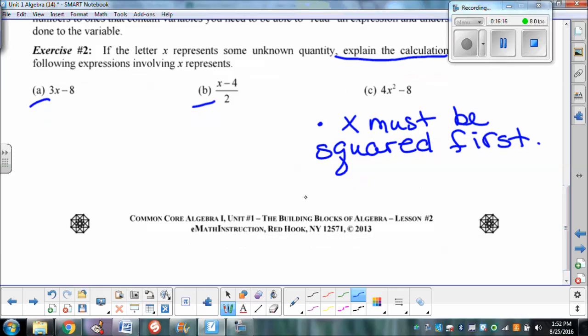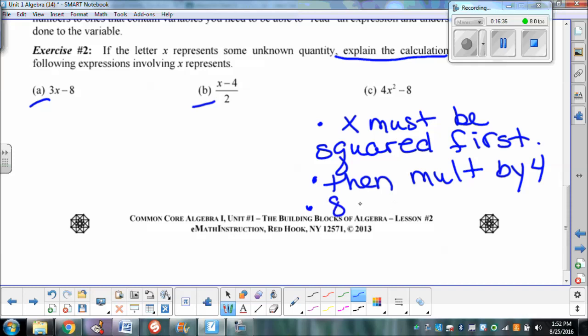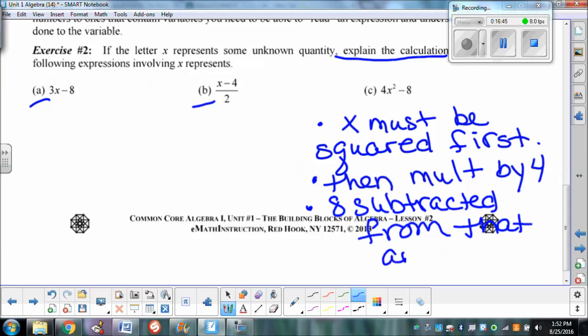Okay, then what would I do? Then I would multiply by 4. And now what would my last step be? I would say, and then 8 subtracted from that amount. All right, flip the page.